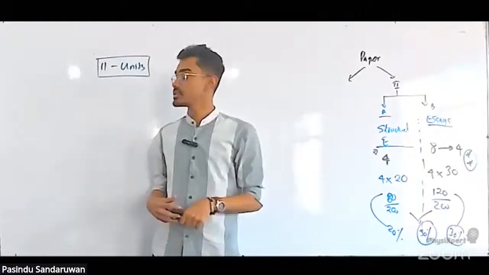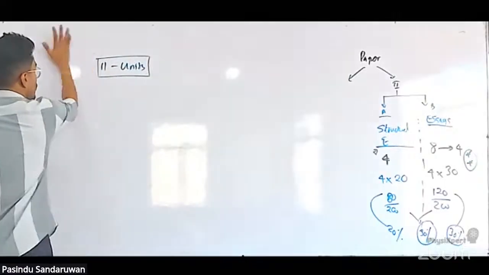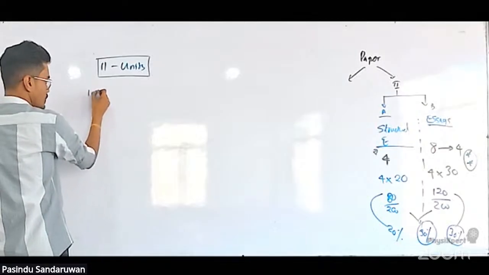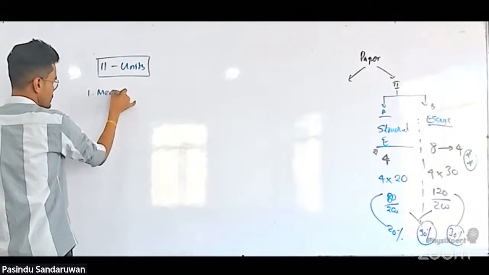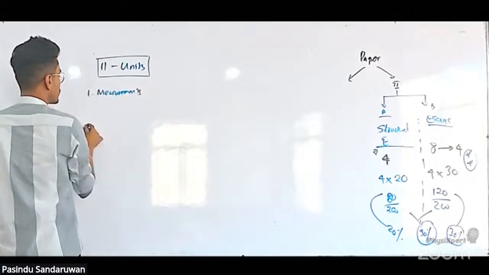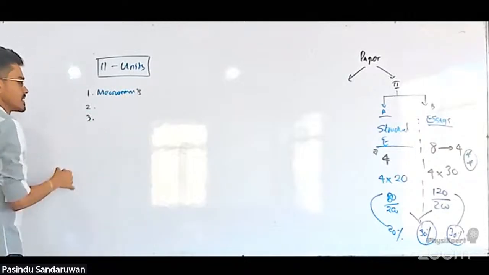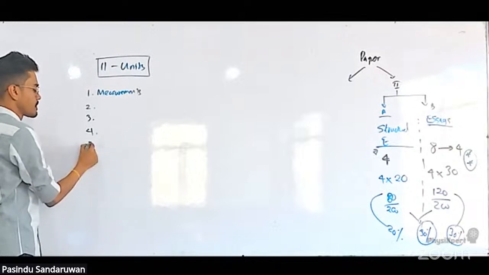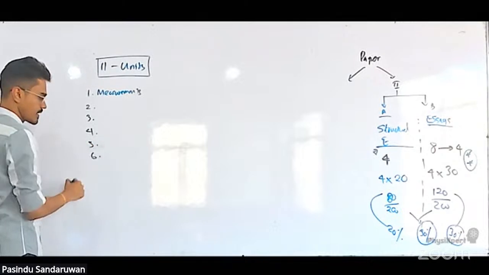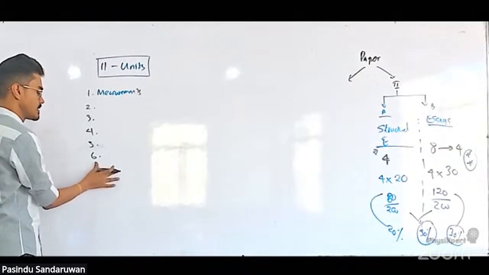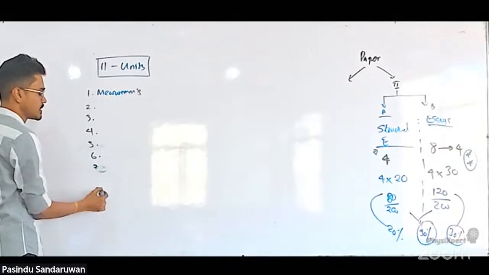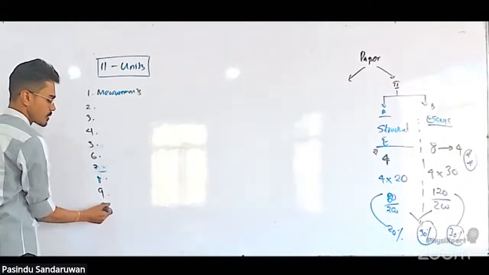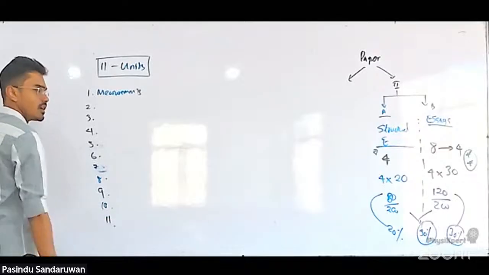We have 11 different units. Today we are going to start the first one, that is called measurements. And the list goes on: mechanics, oscillations and waves, thermal physics, gravitational fields, electric fields, current electricity, electronics, magnetic fields, properties of matter, matter and radiation.